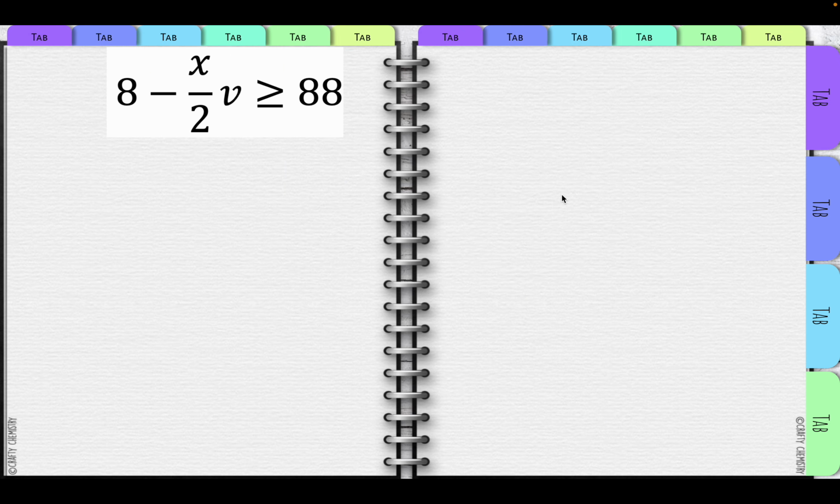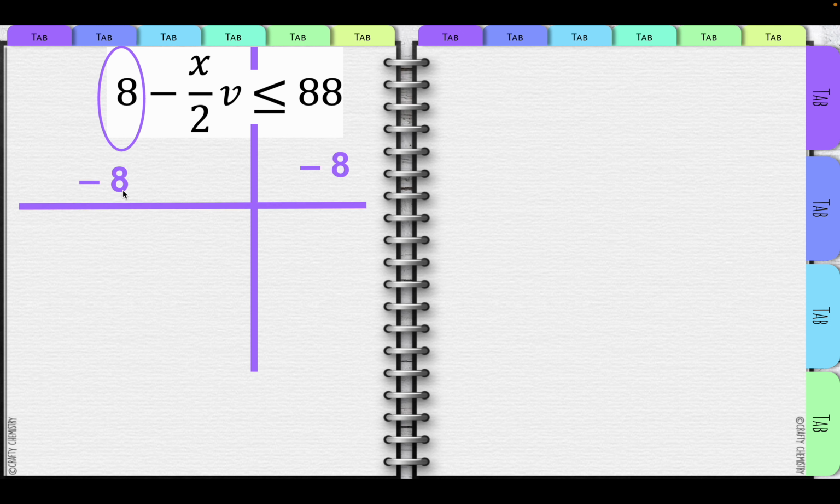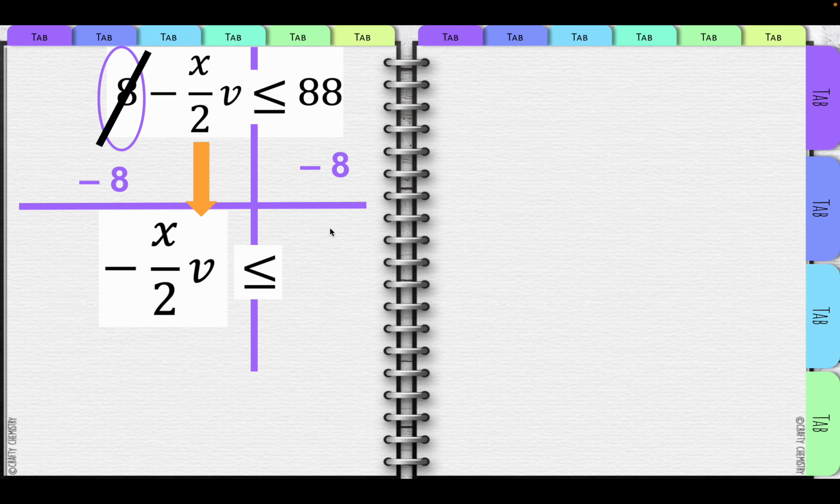All right, last one. Cross off this right here. Get rid of that. We don't need it. So put a line through our symbol. This time my constant is 8 over here. It's the number that's by itself. So to get rid of 8, I'm going to do minus 8. What I do on this side, I have to do on this side. So that gets rid of the 8. I'm going to bring the negative x over 2 down. I'm going to bring my symbol straight down. Then 88 minus 8 is 80.